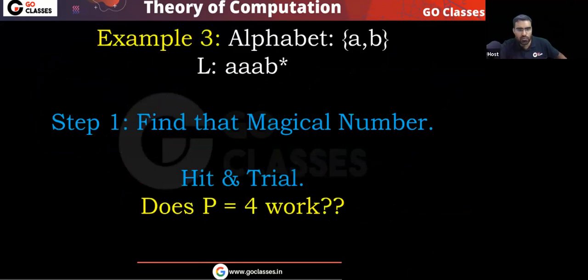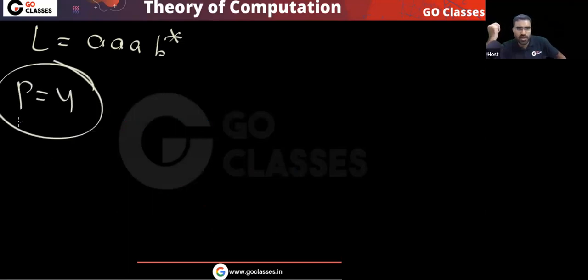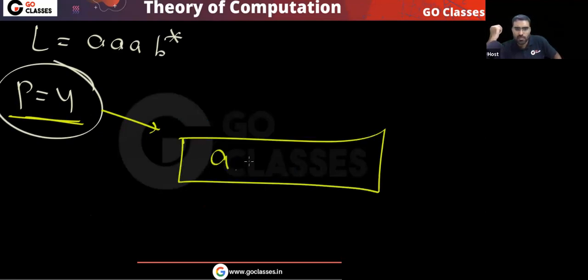So I hope this point is clear. Now tell me, will p equal to 4 work? p equal to 3 is not working for this language. Will p equal to 4 work? Yes, p equal to 4 will work. Why? If you take p equal to 4, give me the general solution. Your strings will be like this, and these are b's.